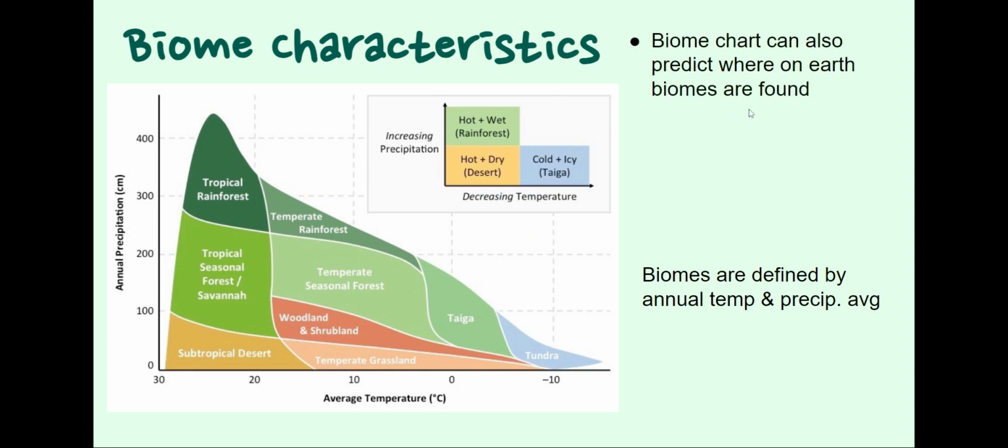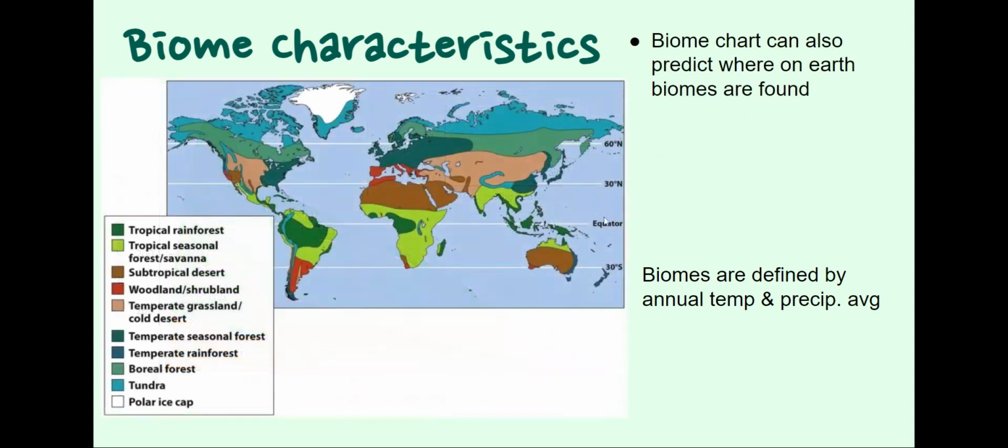The biome chart can also predict where on Earth biomes are found. Over here we have a map of our beautiful planet, and from the equator to 30 degrees north and 30 degrees south is usually the tropical biomes. From 30 degrees to 60 degrees, it's usually the temperate biomes. And above 60 degrees, it's usually the tundra biomes.